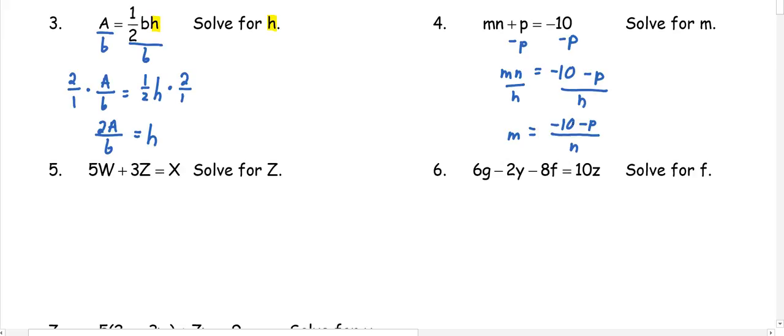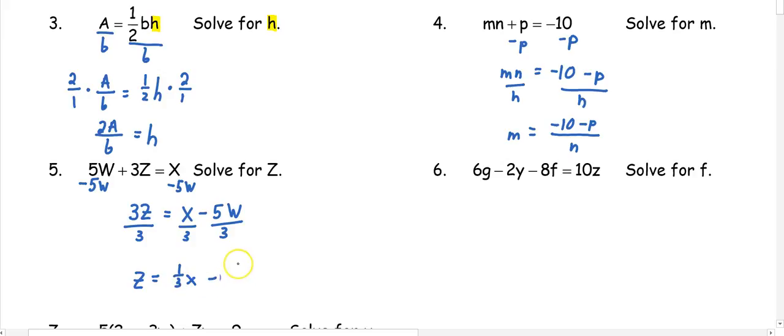Number 5, solve for z. So first thing I want to do is add or subtract anything that doesn't have the z with it. So because it's positive 5w, I want to subtract 5w from both sides. 3z is equal to x minus 5w. Then because it's a number, we're going to individually divide everything by 3. So z equals x over 3, or we can write it as 1/3 x minus 5/3 w.